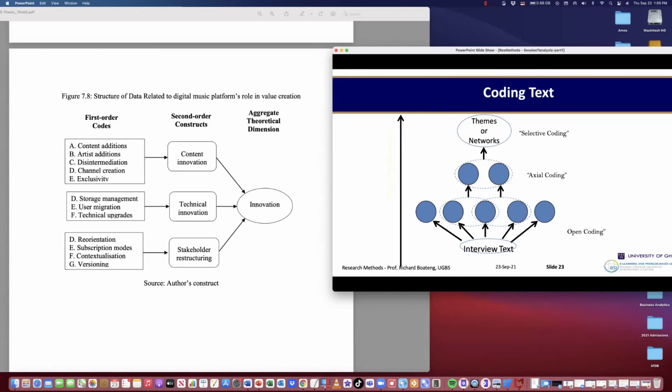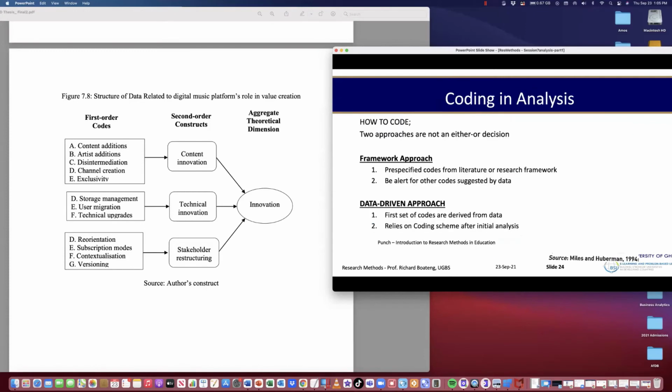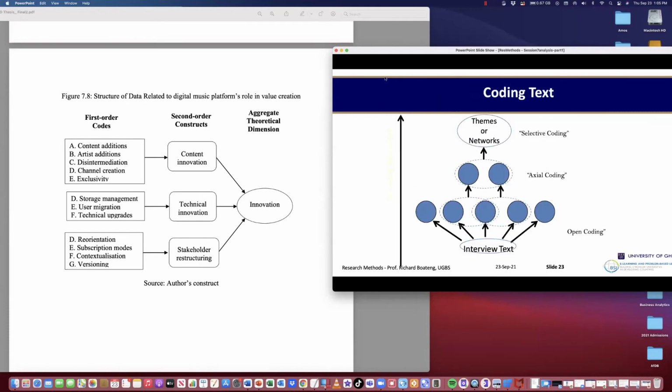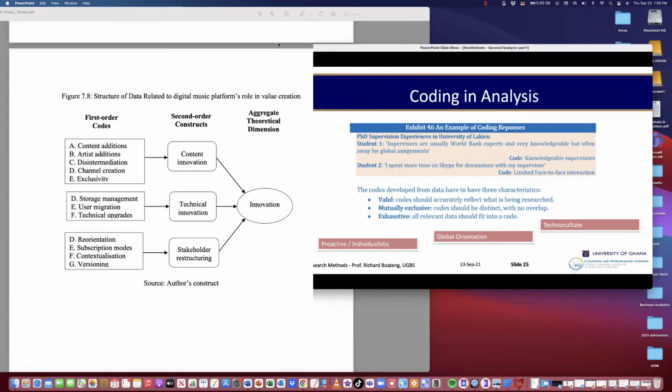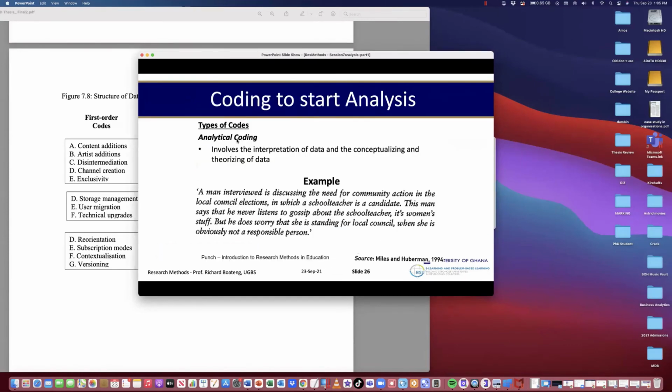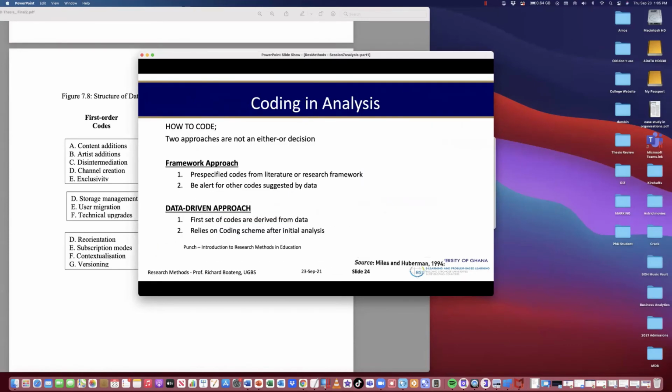Any other? So how do we develop the codes? We develop the codes either prescribed, specified from the literature, or from what people are telling you, the voices you are hearing. The framework, and the framework means coming from the literature or the research framework you have, or a data-driven approach. Coming from the data that you have collected, you can inform, like what the guy said.